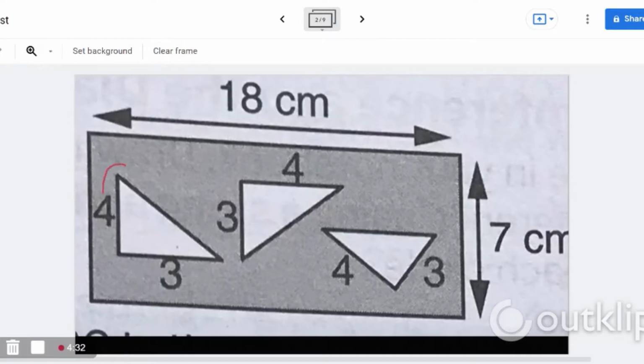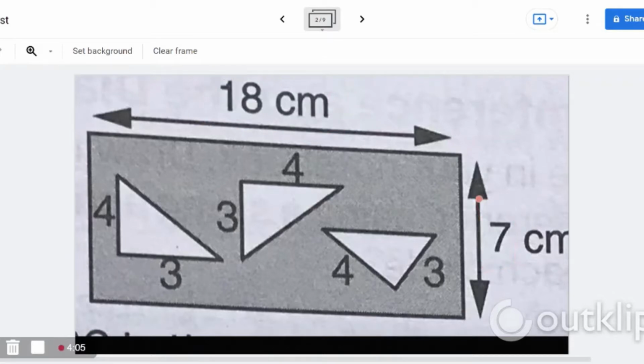there are three triangles here. This is one triangle, this is the other triangle, and this one is the other triangle. The very nice part about these three triangles is that the measurements of all three are the same. That means the base is 3 centimeter in all three triangles and the height is 4 centimeter. Okay, and there is also a rectangle. See, a huge rectangle is there whose length is 18 centimeter and breadth is 7 centimeter.